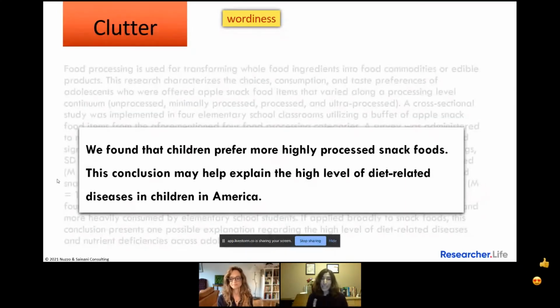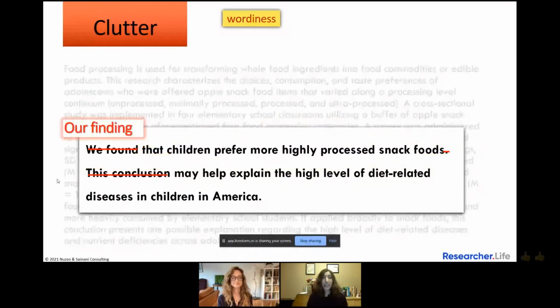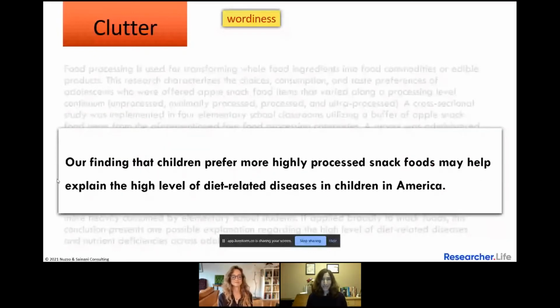But I think we can actually do slightly better if we're paying really close attention, because you might notice that the second sentence starts with this conclusion, but that's just referring to the conclusion that was actually given at the end of the last sentence. Right. So if you want to make this even tighter, you can merge those two sentences so you don't have that repetition. So what I did is just to say, our finding that children prefer more highly processed snack foods may help explain the high level of diet-related diseases in children in America. Perfect. Tighter, right? Yeah.